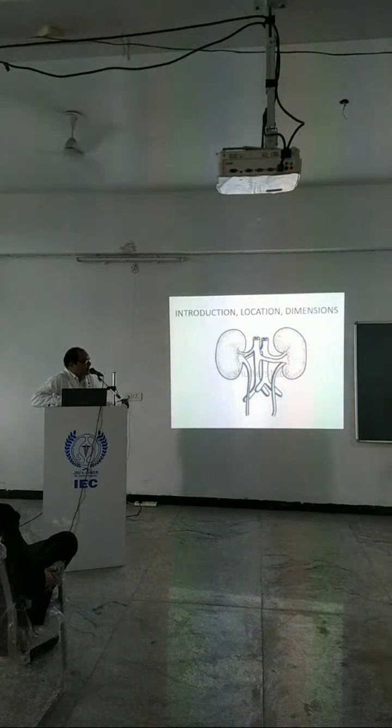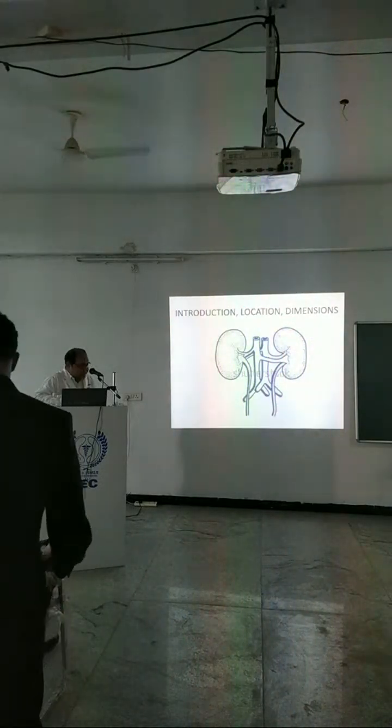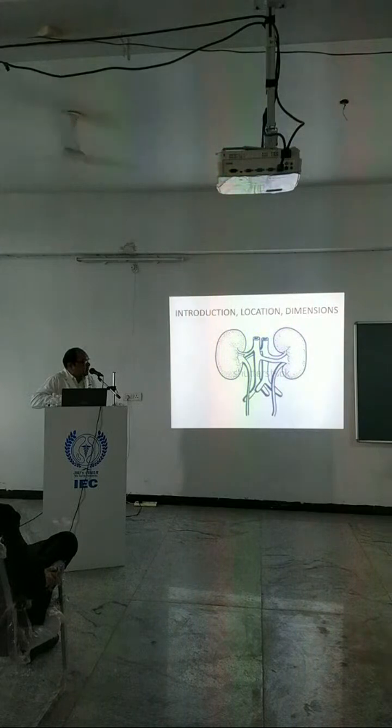Now about the dimensions of the kidney, each kidney is bean shaped. Okay, it has an upper pole, lower pole, lateral border, medial border, anterior surface and posterior surface. About the location, it occupies partially the epigastric, hypochondriac, lumbar and umbilical regions. Vertically, each kidney extends from the 12th thoracic vertebra up to the 3rd lumbar vertebra.